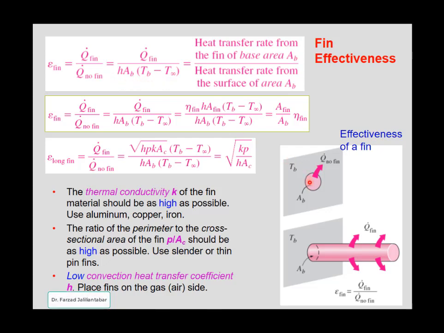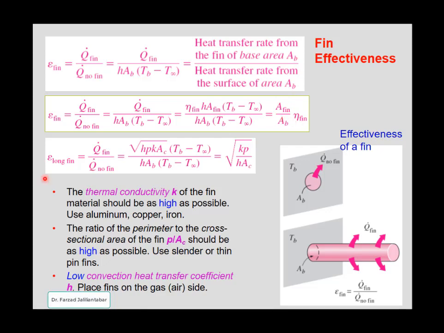You know how much the convection heat transfer is from the AB surface area to the surrounding: h A_B times (T_B minus T infinity). Here h is the convective heat transfer coefficient of the medium around the surface, A_B is the surface area of heat transfer, T_B is the temperature of the surface, and T infinity is the temperature of the surrounding. By using the thermal efficiency of the fin, we can rewrite this equation by simplification and crossing out the similar terms.